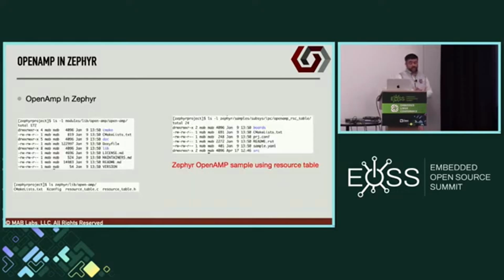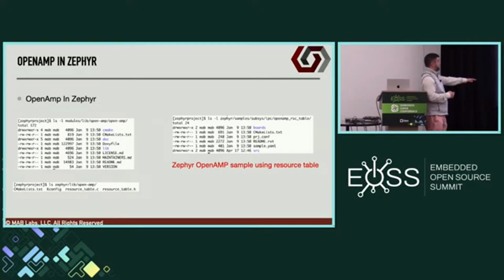Now that we have an overview of OpenAMP in general, we have Remoteproc, we have RP message, and then we have Metal. So just a quick overview of where they reside within Zephyr itself. OpenAMP itself is an external repo that's part of the modules directory in Zephyr.